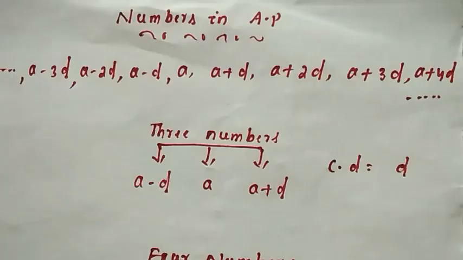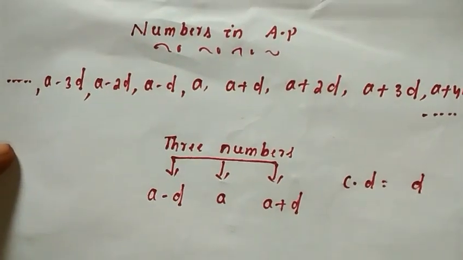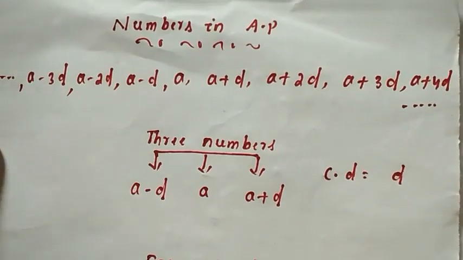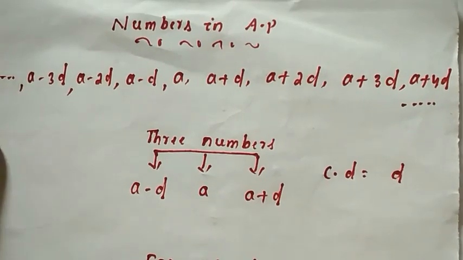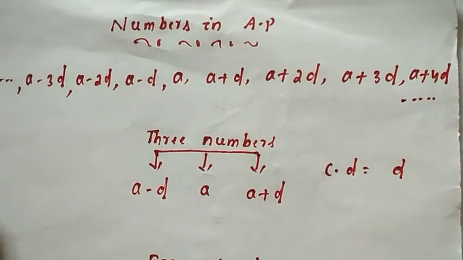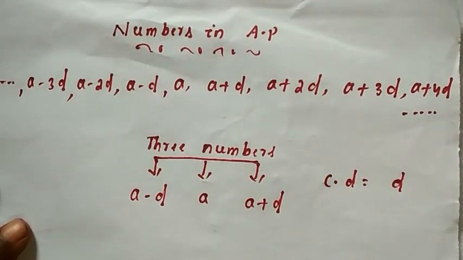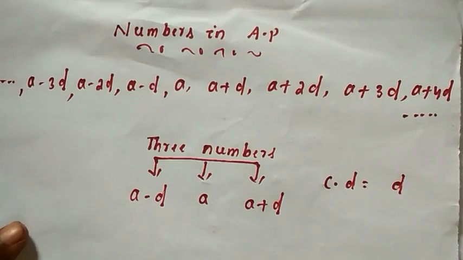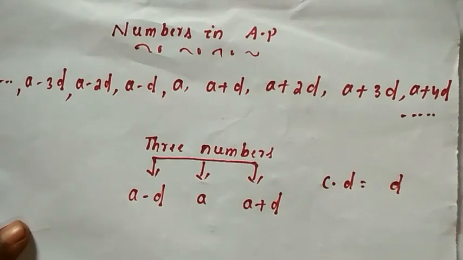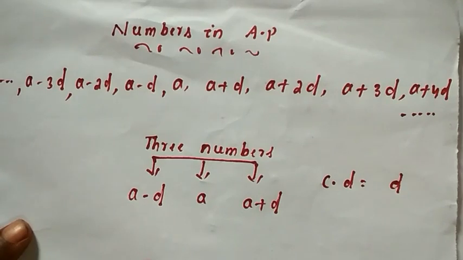Is it clear? Now students, I am explaining another very important concept, that is numbers in AP. Some different types of questions you can solve by using this concept in AP. Listen here. How to select numbers in AP? So many numbers, means terms, are there. In that, if someone asks 3 numbers in AP, 4 numbers in AP, 5 numbers in AP, which numbers do you have to select for our convenient use?